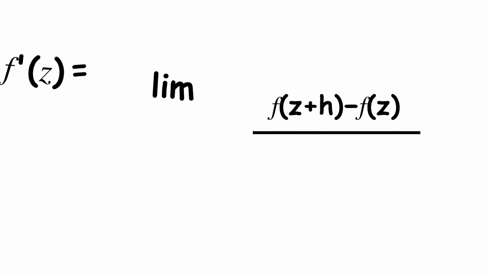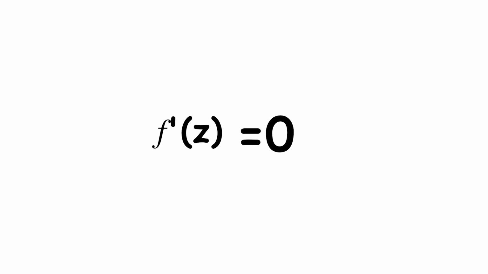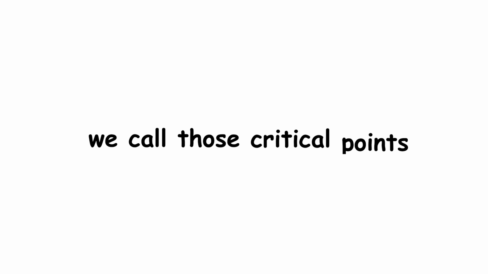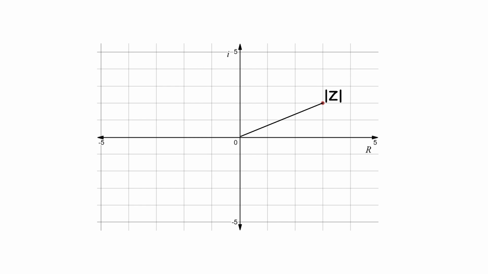The derivative of a complex function is defined as shown. For complex numbers z, where this becomes 0, we call those critical points. A unit disk is the region enclosed by a unit circle. The unit disk is called closed if it includes its bounding circle and open otherwise. In the complex plane, the closed unit disk centered at the origin is the set of complex numbers z, satisfying the equation absolute value of z is less than or equal to 1, where the absolute value of a complex number is its distance from 0.